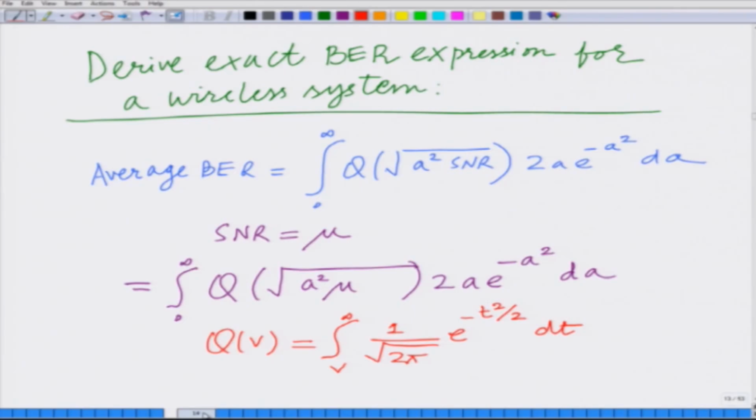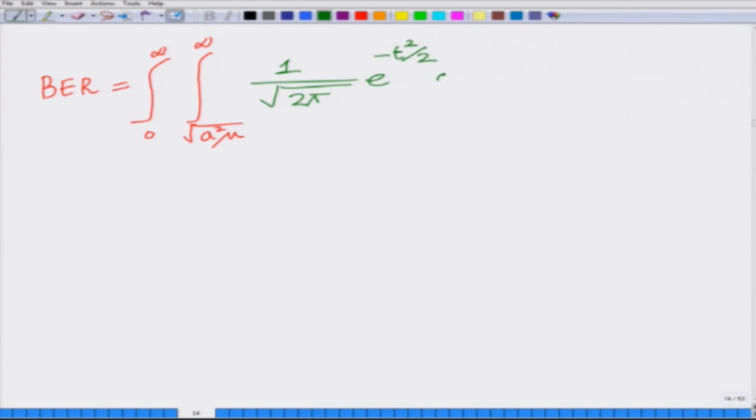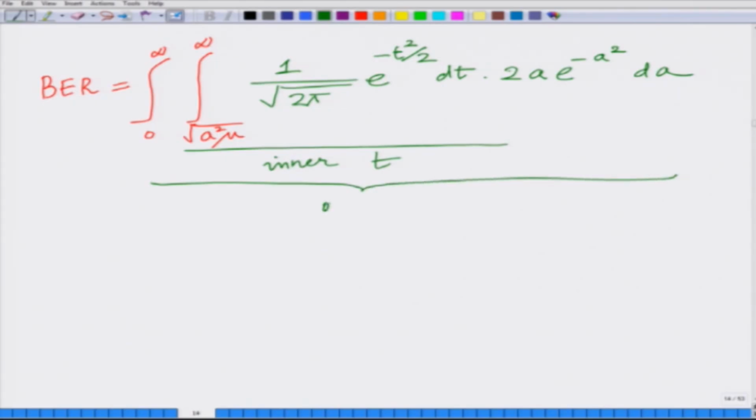If I substitute that Q function here, I will get the bit error rate equals the integral 0 to infinity, integral from square root of A square mu to infinity 1 over square root of 2 pi e to the power of minus t square by 2 dt, times 2A e to the power of minus A square dA, where this inner integral is with respect to t, and the outer integral is with respect to the quantity A. So, this is a double integral, the inner integral is with respect to the quantity t, the outer integral is with respect to the amplitude of the fading channel coefficient A.